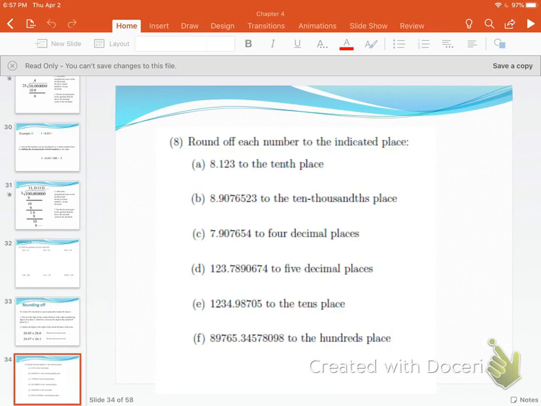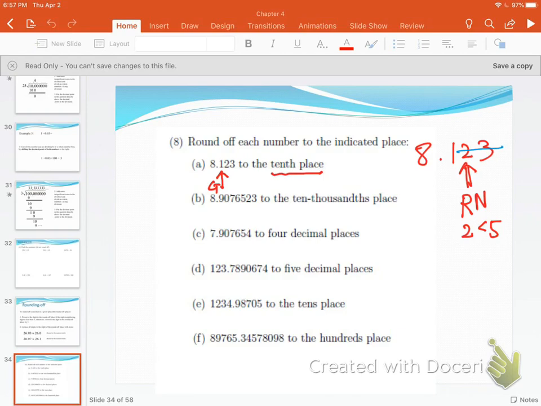Okay, now let's look at more examples. So first you find the given place, tens place, so this is number 1. This is the given place. So what's the right neighbor? In 8.123, this number 2 is the right neighbor of the given place. 2 is less than 5. So you just need to delete everything after the given place. So the answer is 8.1.